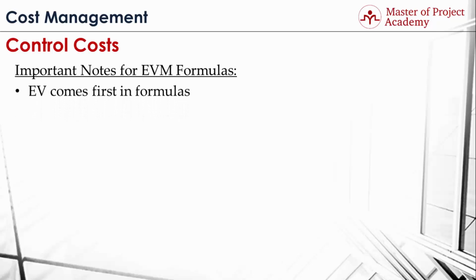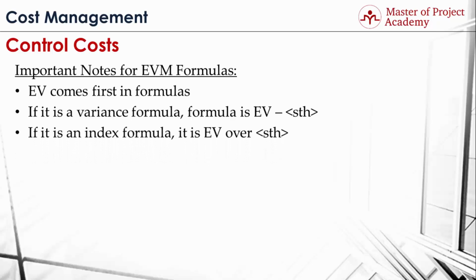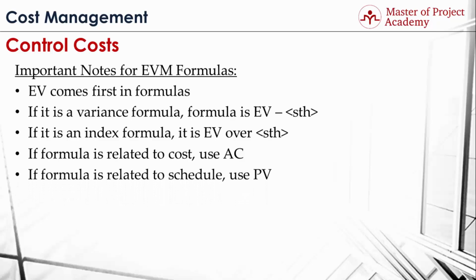Earned value comes first in formulas. For instance, in variance formulas, earned value comes first, then planned value, actual value, etc. comes after the earned value. If it is an index formula, earned value will be in numerator of the formula. For instance, earned value over actual cost gives us the cost performance index. If formula is related about calculating cost forecast, then you should use actual cost. If formula is related about calculating schedule forecast, then you should use planned value.